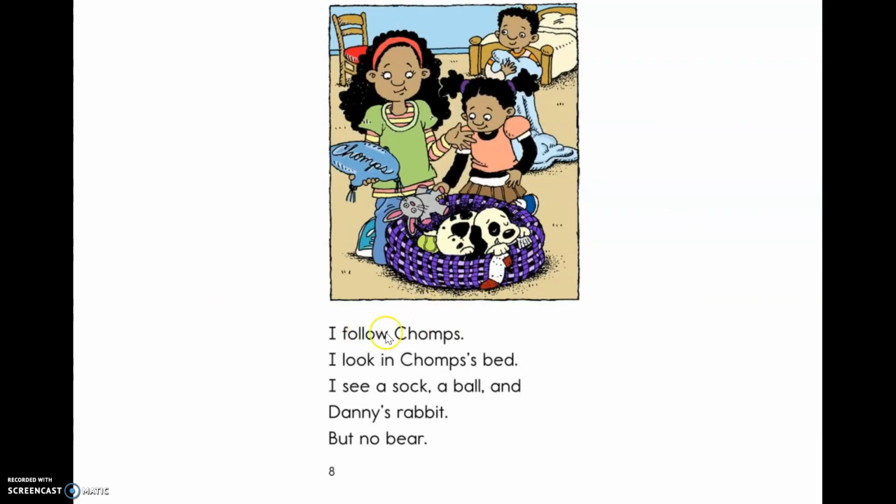Keep reading. I follow Chomps. I look in Chomps' bed. I see a sock, a ball, and Danny's rabbit.